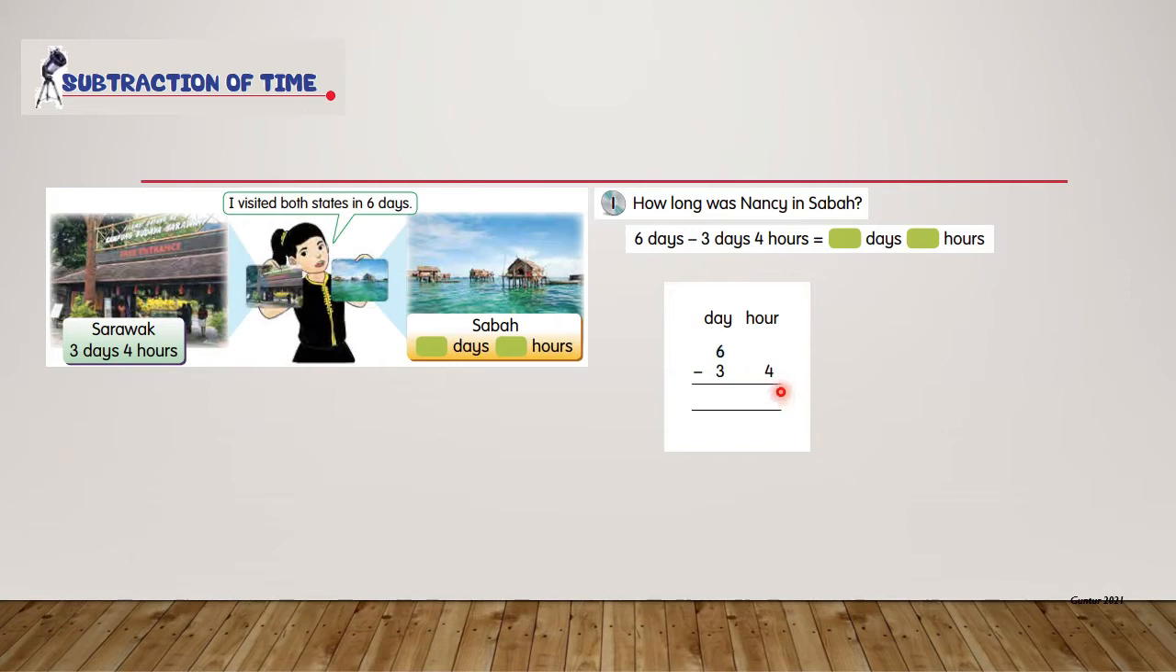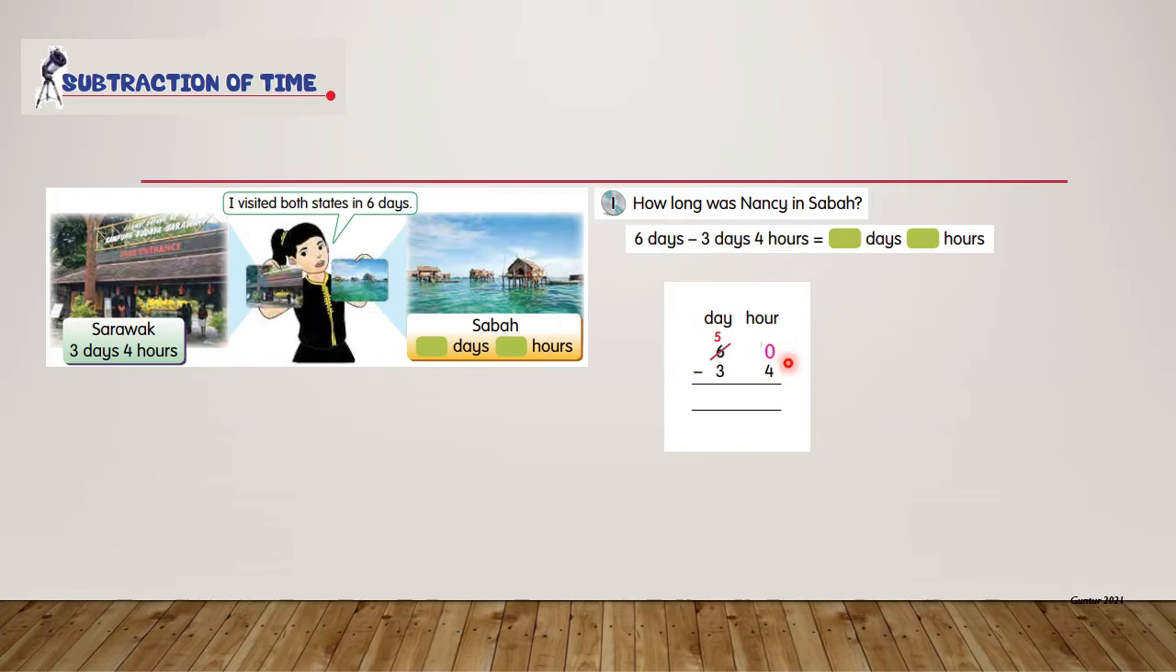Okay. First thing first, put 0 above 4. Make sure there's a number above to be subtracted. Okay, first 0 subtract by 4 cannot be done. We are borrowing from 6. 6 becomes 5. And we take 1. Okay, if you write 1 on hour after taking from days, this is wrong. You are taking 1 day.